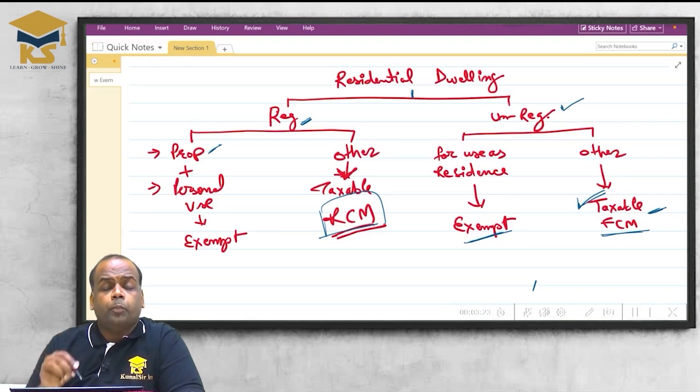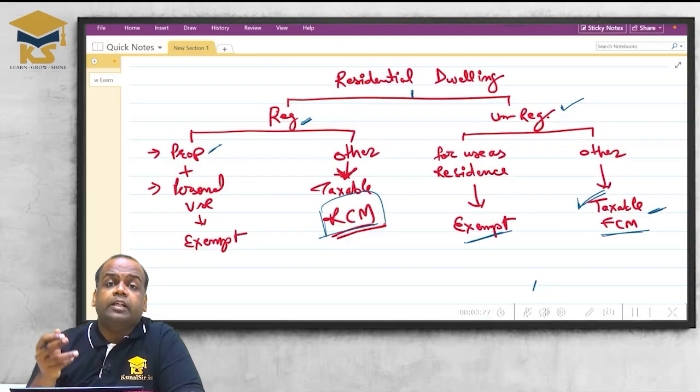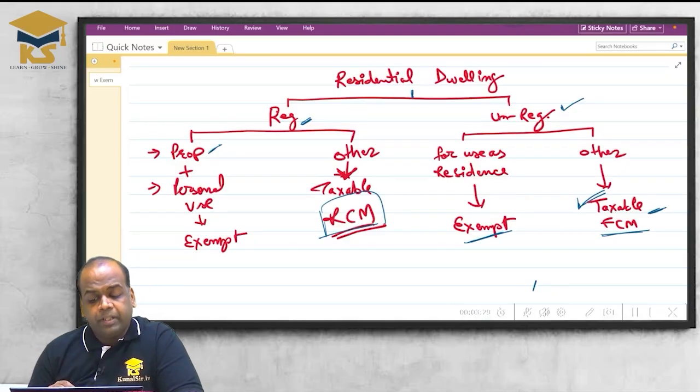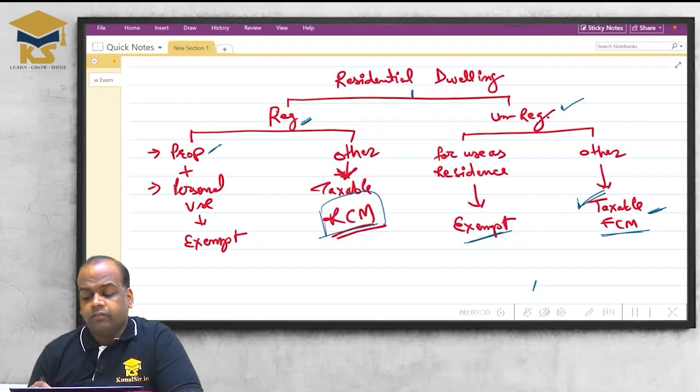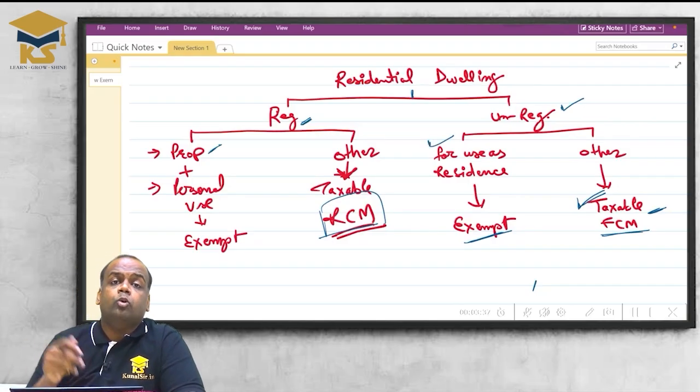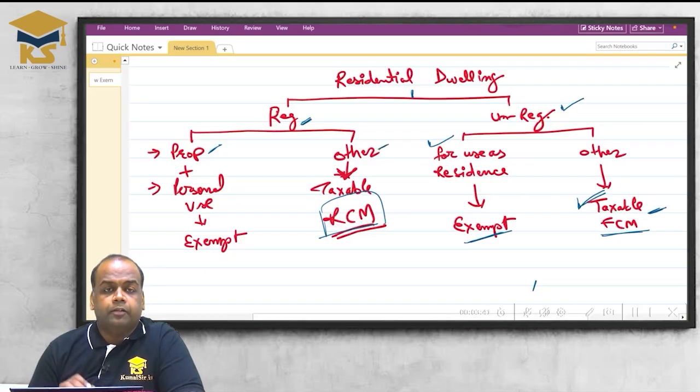Sir, we have taken a property for the residence of our partners, but who has taken? The firm has taken, no? Then pay GST. Yes, if the partner would have taken in their individual capacity, they would have been covered here, then that might be exempt. But right now, who has taken on rent? The firm has taken on rent, so the firm will be covered here.